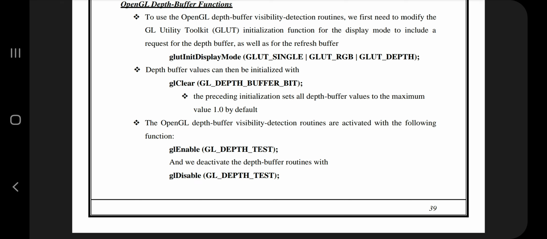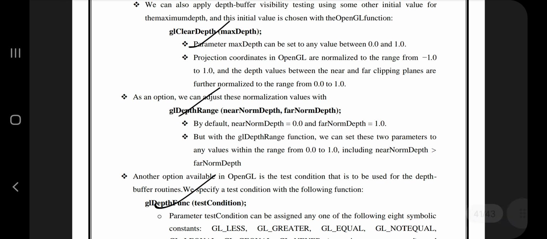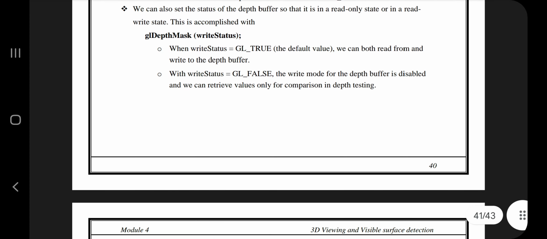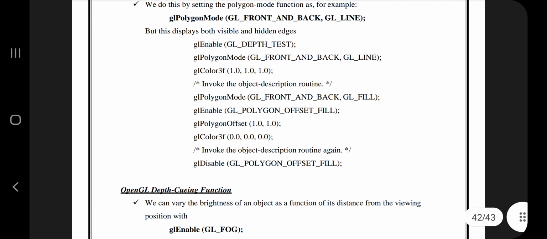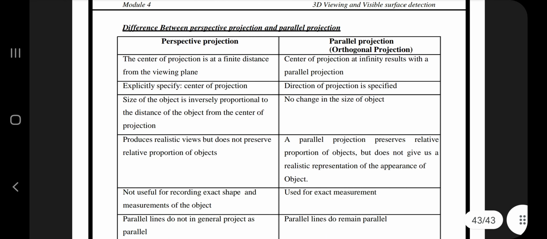This is what we are using. If you don't use this one, we will not be able to see the depth perspectives. Okay, so we'll be using enable or disable the GL depth test. Also we'll be using the clear depth, depth range, depth function. These are for visualizing the depth. Okay, and wireframe methods for the polygon and enable and disable, and this is the perspective and parallel projection.